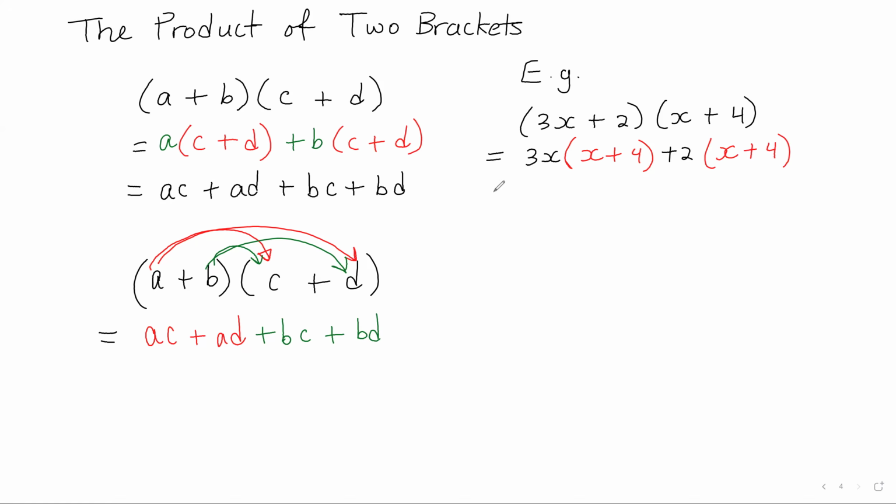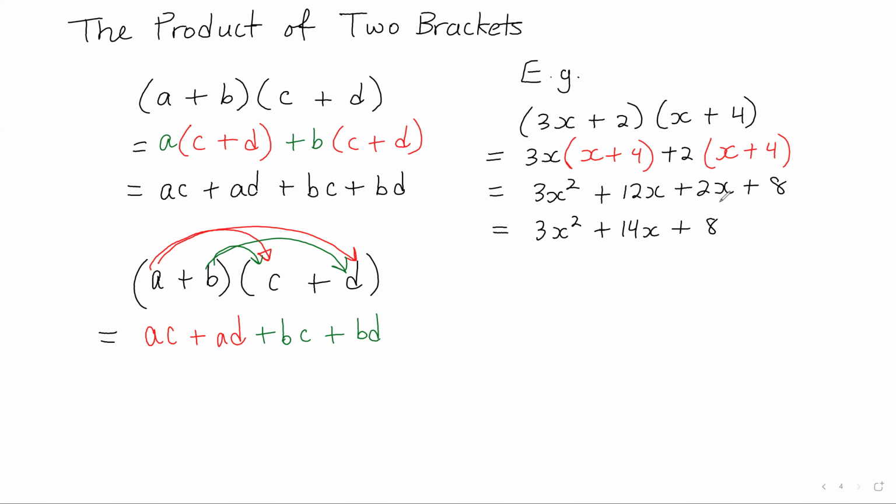So 3x times x is 3x squared. 3x times 4 is 12x. 2 times x is 2x. And 2 times 4 is 8, and then I just simplify from there because I have some like terms, right? I have two terms in x. So this would give me 3x squared, 12x plus 2x is 14x, plus 8. And that would be my answer.